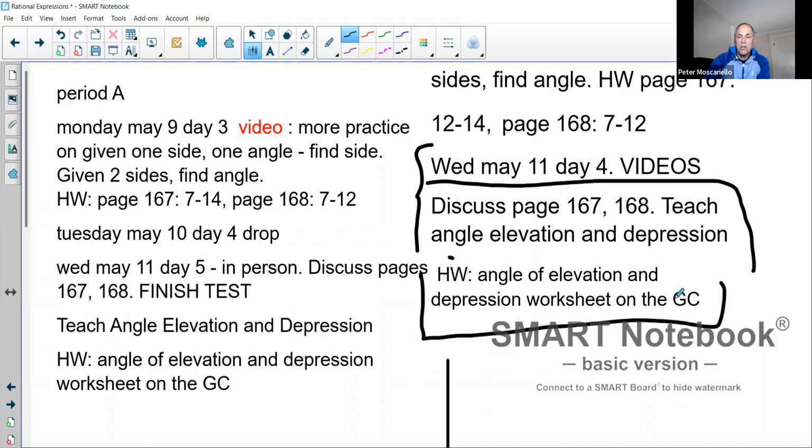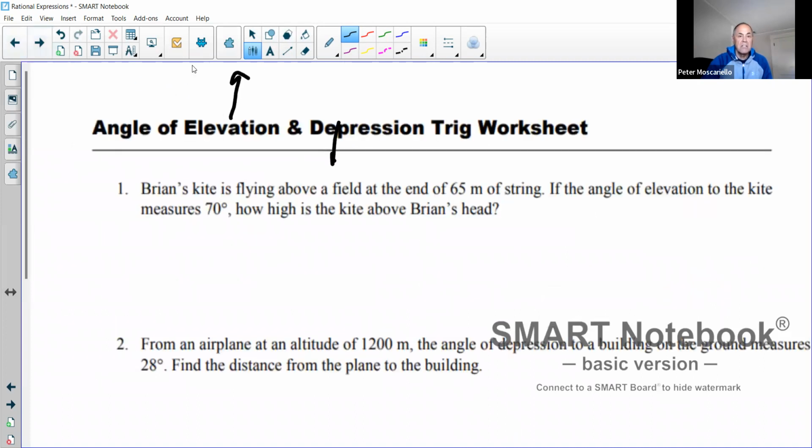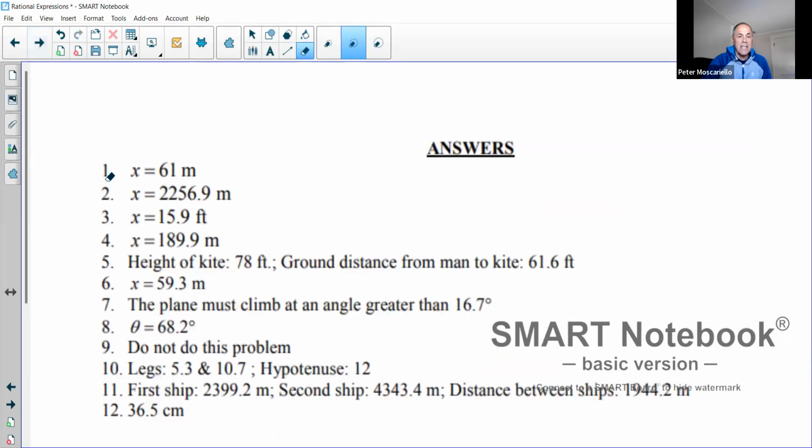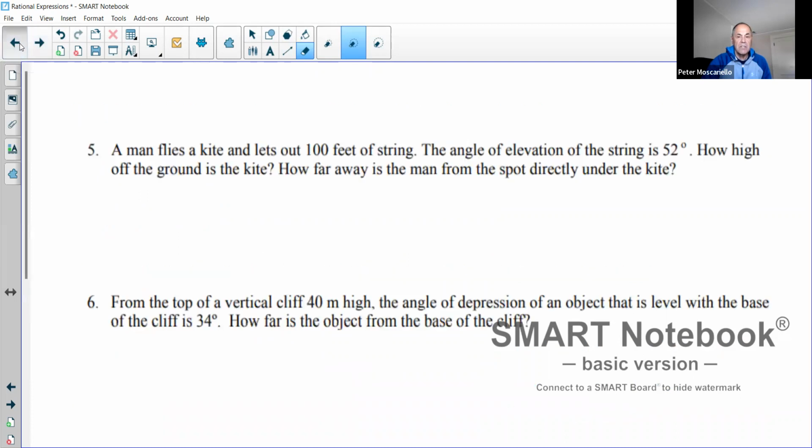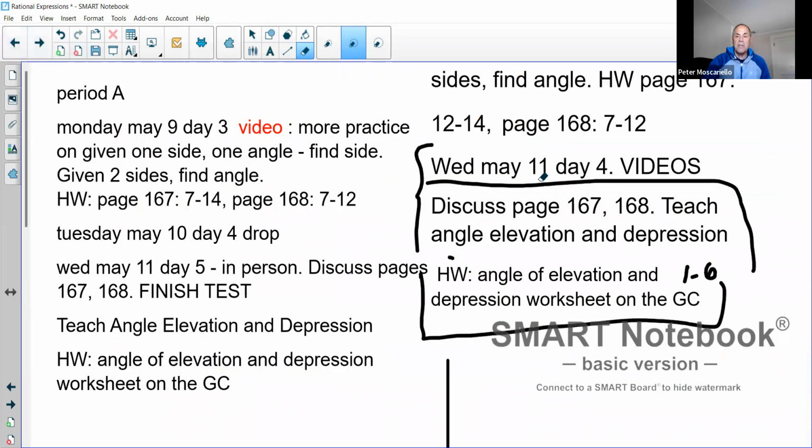So it's a worksheet. We're going to do problems 1 through 6. Where is that worksheet? Is it that worksheet packet that I handed out to you? No. Is it that bunch of worksheets that I posted on the GC that has a million pages? No, it's a separate one. It looks like this. It's posted on the GC as a single worksheet. It says angle of elevation depression, and it's got a bunch of problems and even the answers at the end. Good for you. So how about you do 1 through 6? But we'll get to that. First, let's go to pages 167 and 168, problems 12 through 14.